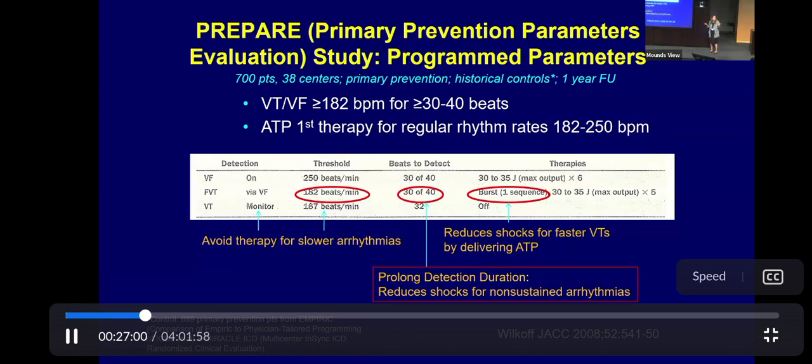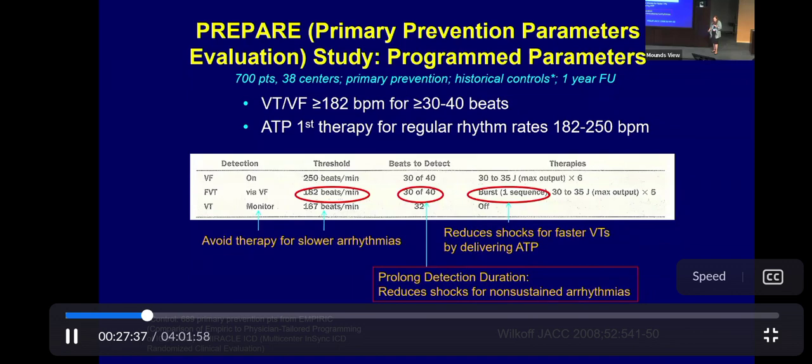This was what we do standard now, but they used 30 out of 40 beats for your initial interval to detect. People thought, maybe that's too long, I want to treat faster. But the devices now, we used to be worried about defibrillation energy requirements, but they're so good now and they're high output, and we don't really worry about effective defibrillation therapy. And this shows us that we don't. So we're going to prolong duration to reduce shocks for these self-terminating episodes of non-sustained VT, for example. Avoiding therapy for slower VTs by putting that fast VT zone at like 182. The monitor zone won't give therapy in that zone at 167, is how they decided here. And to try burst pacing in that fast VT zone.